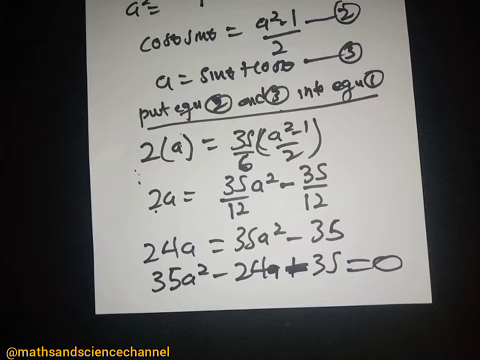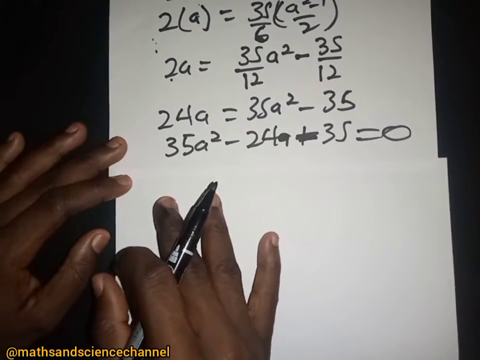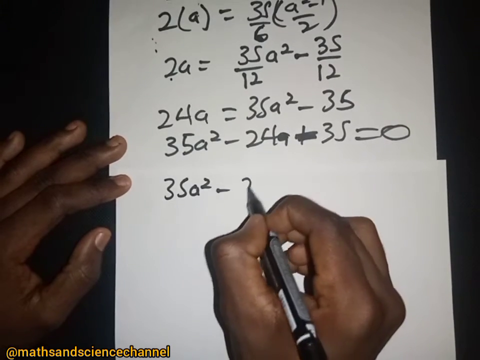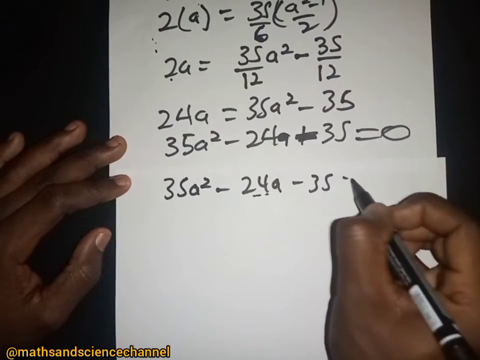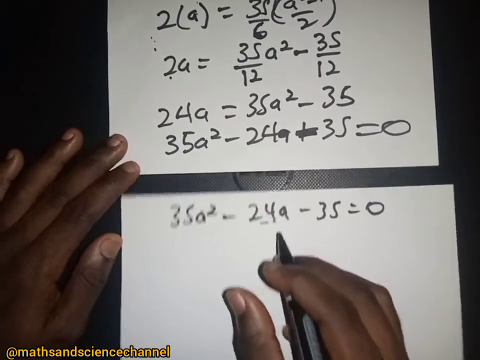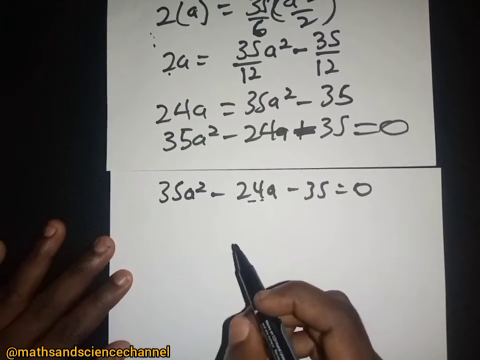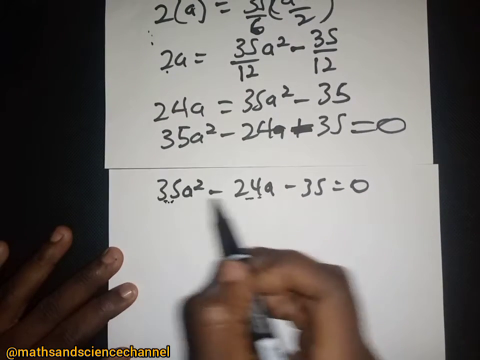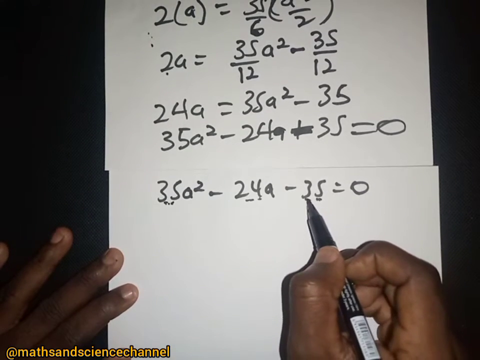So in solving this quadratic equation, we realize that the coefficient of a squared is 35, the coefficient of a is 24, and then 35 over here. Now we can apply the quadratic formula, but let's see one trick. So I'm going to use a trick in solving this. If you look at 35 here, we also have 35 here as a constant, right? Now what are the factors of 35?